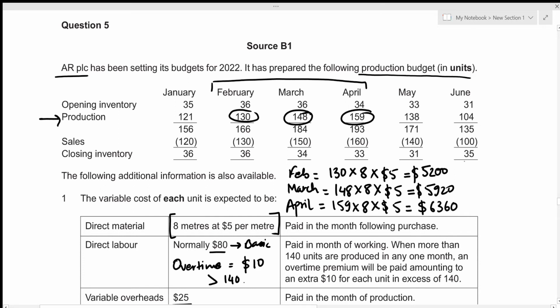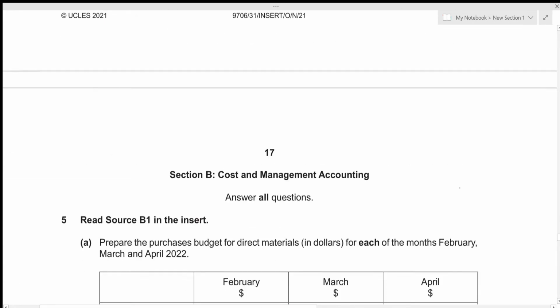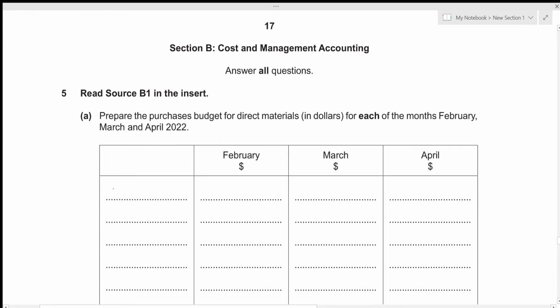So we will now record these three amounts in our purchases budget under the heading of production. Let's do that. We'll start with production. For February, we figured it out to be 5,200. For March, that was 5,920. And for April, we had 6,360. Now we will add the closing inventory to our production. So that's closing inventory.